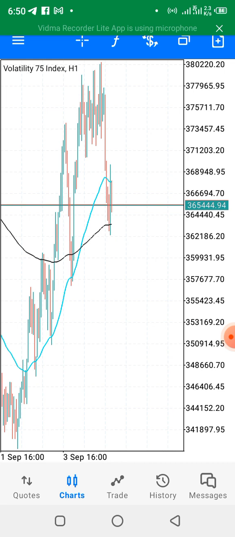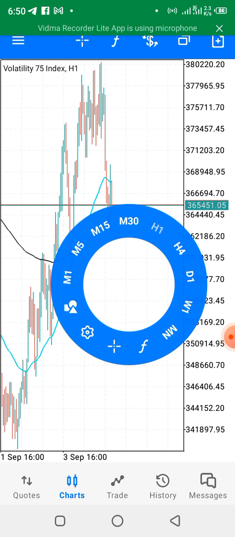Now, if you look above here, you see Volatility 75 Index, comma, H1. It means that our chart is currently on the H1 time frame. So let's tap the screen again. So what is M1? M1 means 1 minute, M5 means 5 minutes, M15 means 15 minutes, and M30 means 30 minutes. H1 means 1 hour, H4 means 4 hours, D1 means daily, W1 means weekly, and MN means monthly time frame. Are we together? Yes.